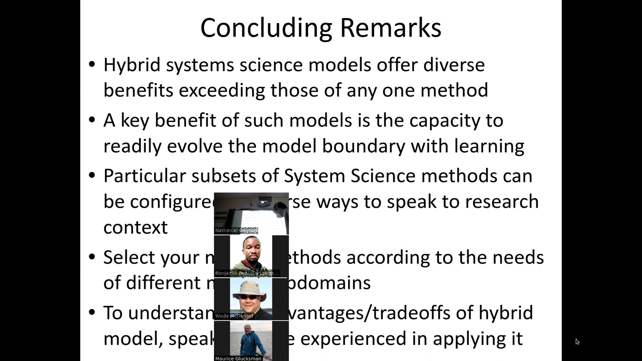And finally, to really understand the contributions of hybrid modeling, you want to speak to those who are experienced in applying it, who have the authenticity of applying that broadly for many, many different projects and being able to objectively ascertain its trade-offs vis-a-vis simpler single method approaches. So hybrid modeling is one of those elements of what I would term the modeling frontier for agent-based modeling.